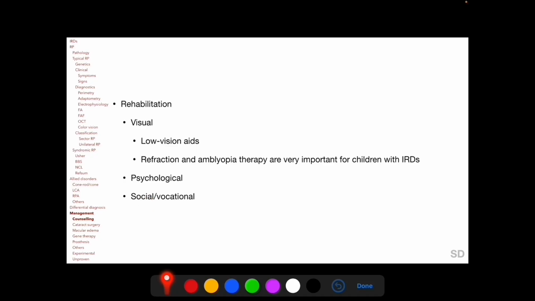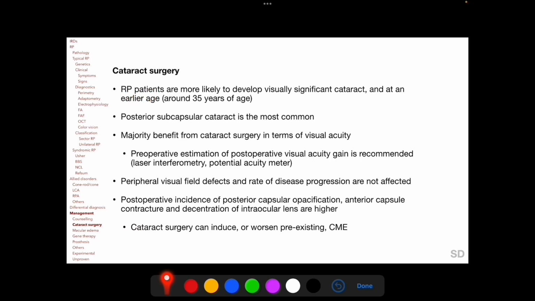Visual rehabilitation can be provided with low vision aids, and refraction and amblyopia therapy are very important for children with inherited retinal disorders. Retinitis pigmentosa patients are more likely to develop visually significant cataract and at an earlier age as compared to the normal population. And as we have mentioned, posterior subcapsular cataract is the most common variety of cataract among patients with retinitis pigmentosa, and the majority of retinitis pigmentosa patients benefit from cataract surgery in terms of visual acuity, and preoperative estimation of postoperative visual acuity gain is recommended before cataract surgery.